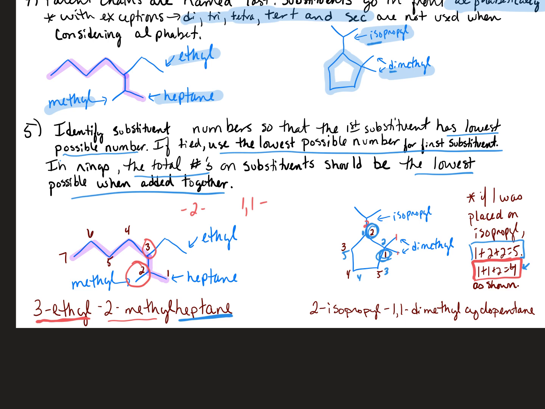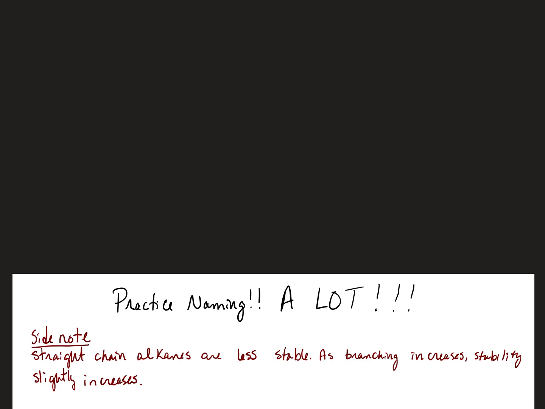And for that reason, this is going to get number 1, and this is going to get number 2. Now we put things in alphabetical order. So it becomes 2-isopropyl-1,1-dimethylcyclopentane, where di means you have 2 methyls. Let me guess, we need to practice, right? Notice what I have here. Practice a lot. Oh yeah, and by the way, straight chain alkanes are less stable than branching chains. At least that's what we're finding when you do some combustion reactions, okay? Just mentioning that before we move on.